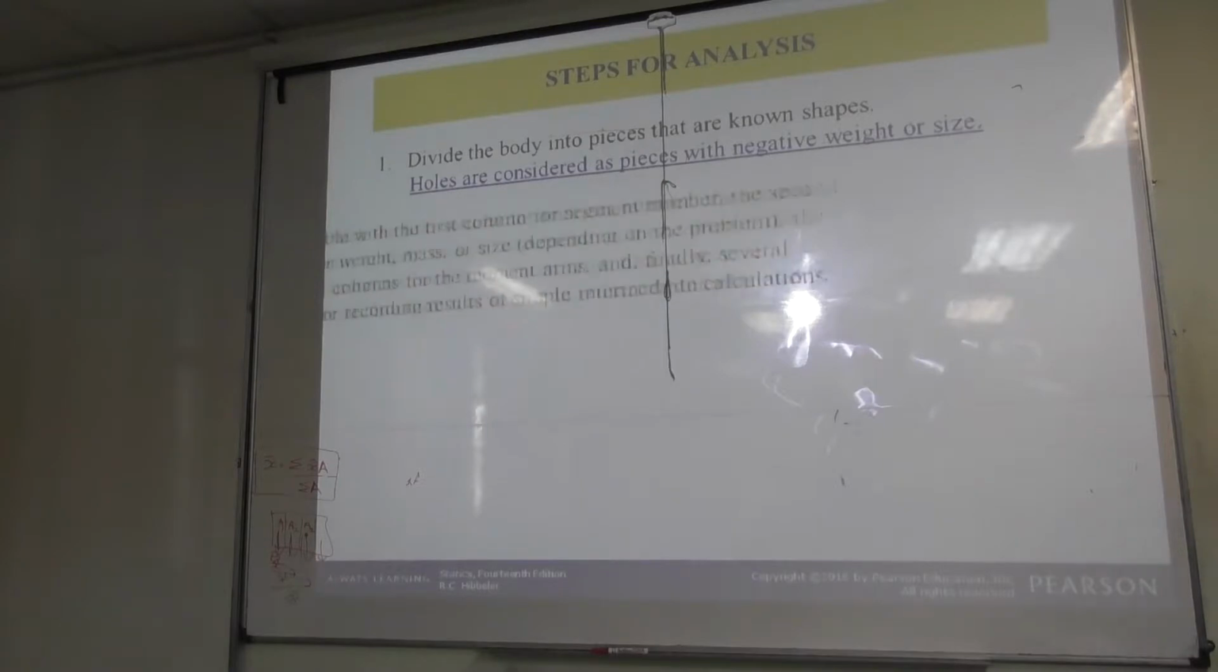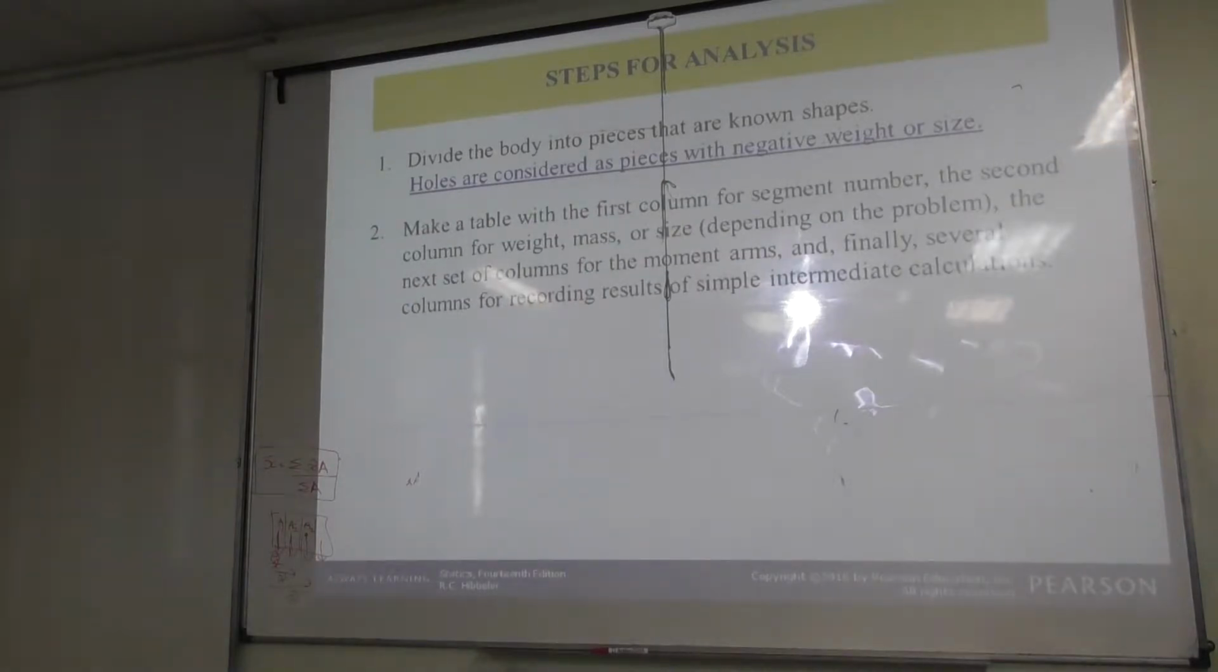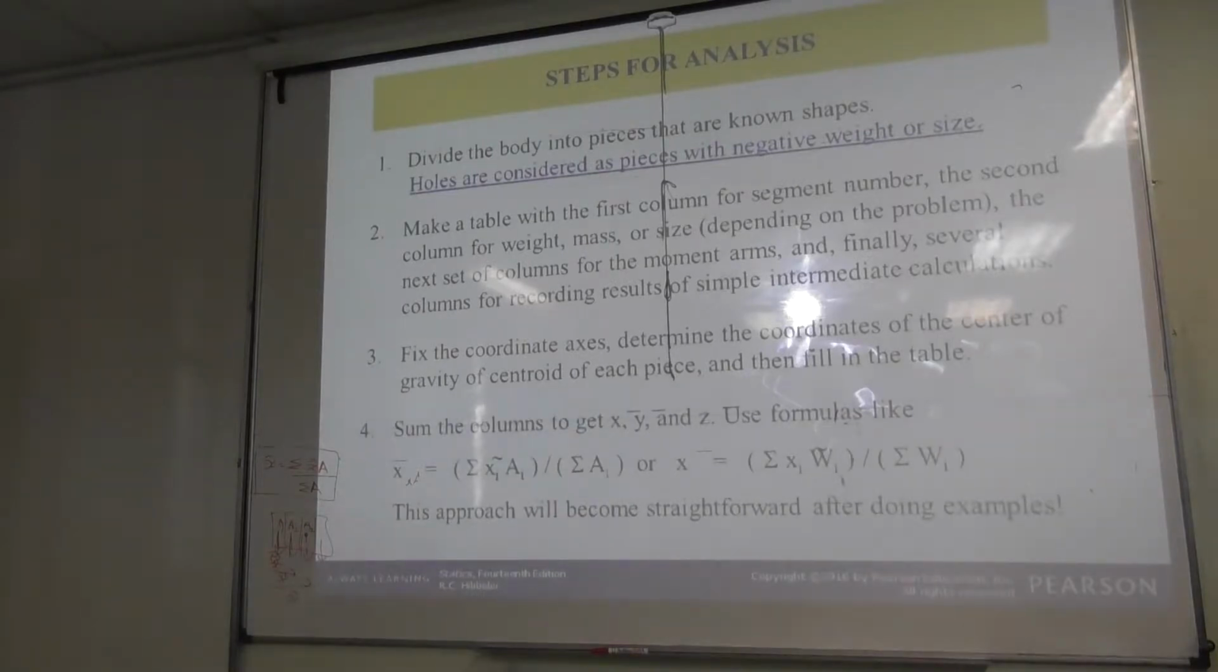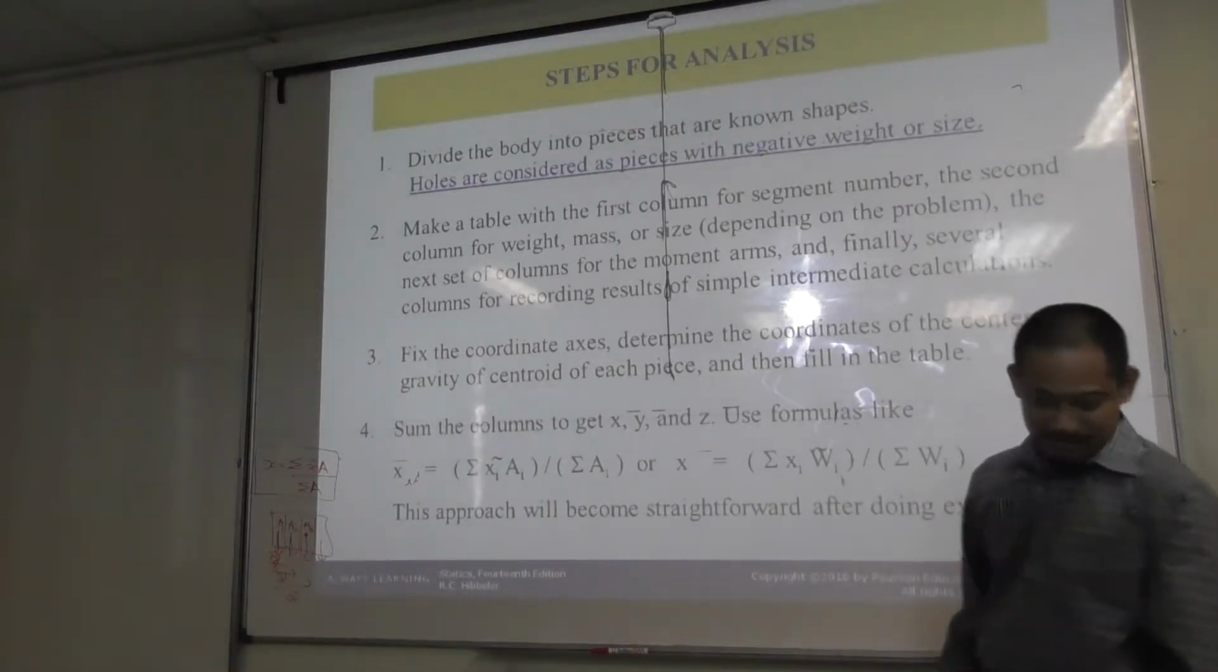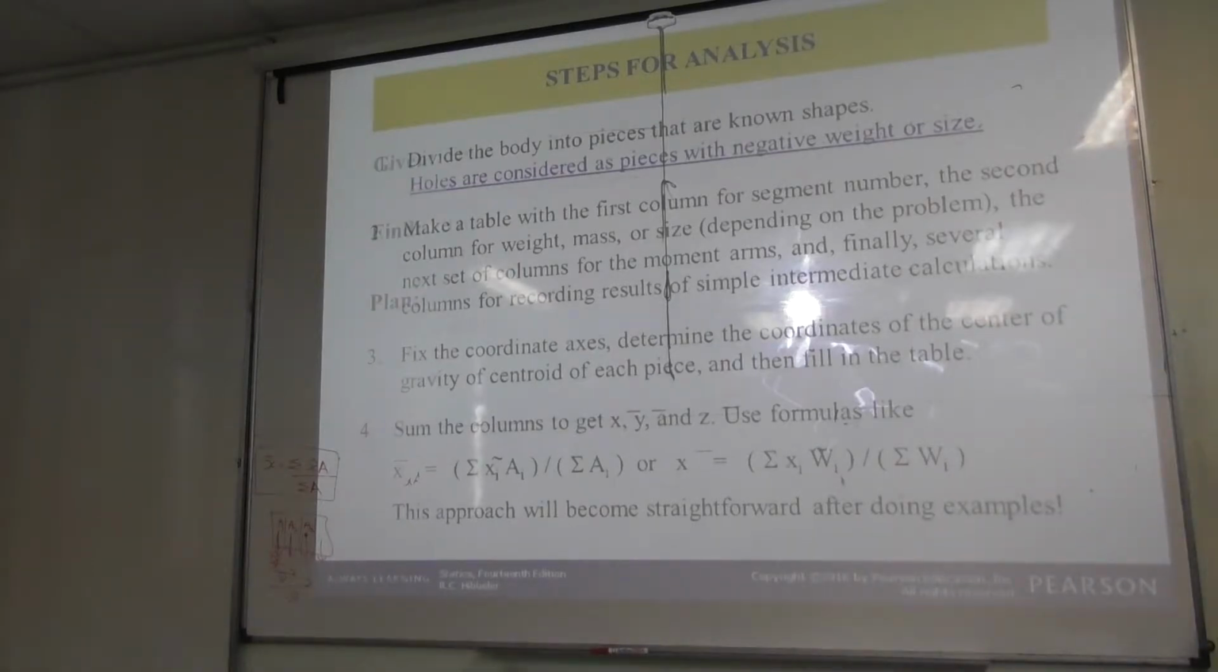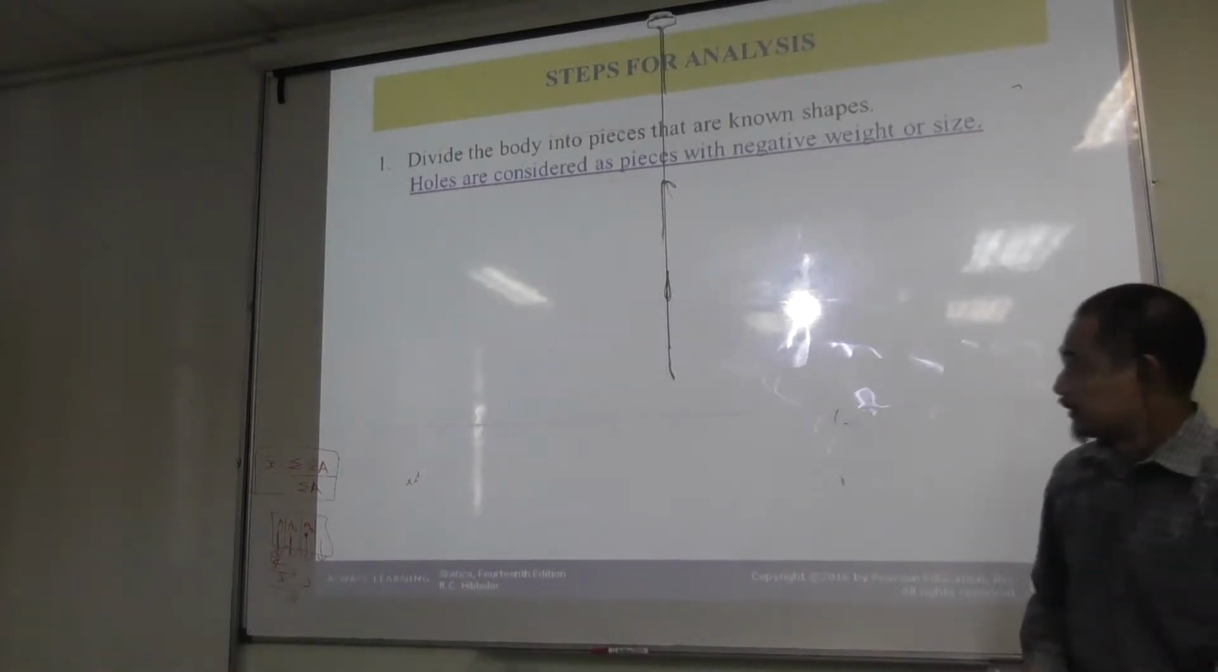And then the second, make a table with the first column the segment number, the second column the mass, weight, or size, and the next column the moment. Okay, can you follow this? This is teaching you how to make the columns, but fix the coordinate and then apply. Now, to make things simpler, what does this mean? Okay, we go to the equation.